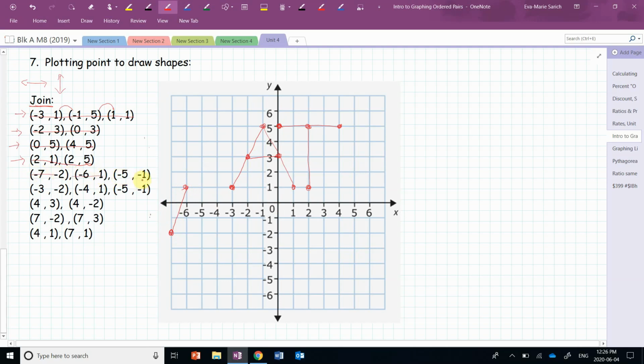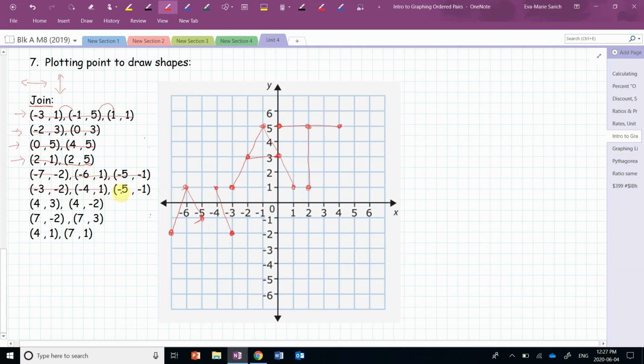Now, -5, -1. So go to -5, then down 1, and I'm going to drop my point there. So I've connected those 3. Okay. Go to the next one. Now, -3, -2. So left 3, down 2. There's my first point. Then I'm going to go left 4, up 1. So left 4, up 1. There's my second point. Connect them together.